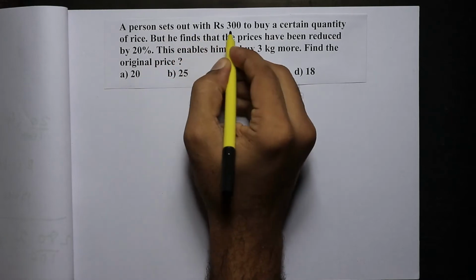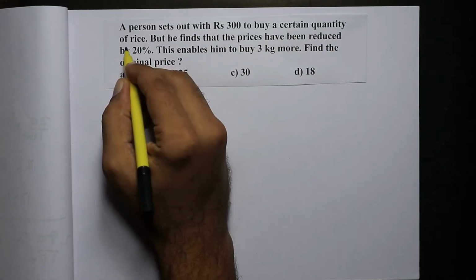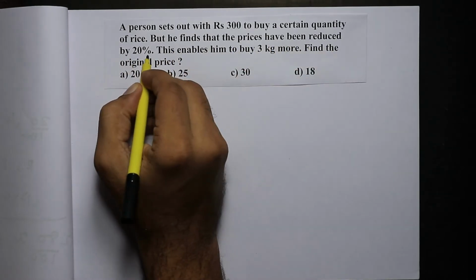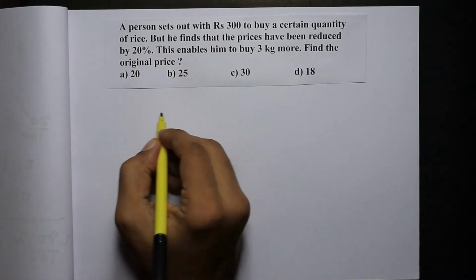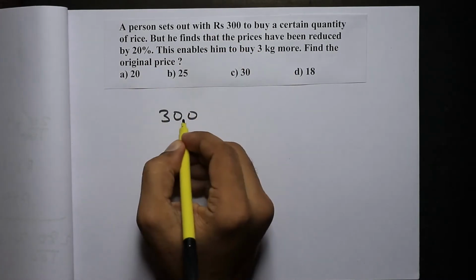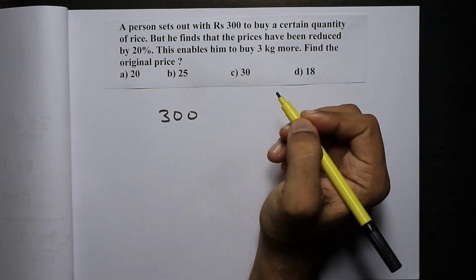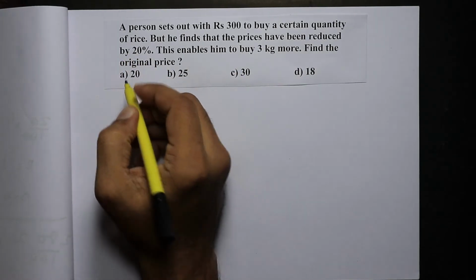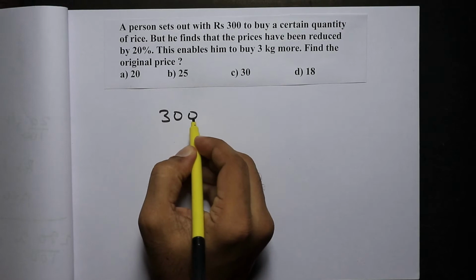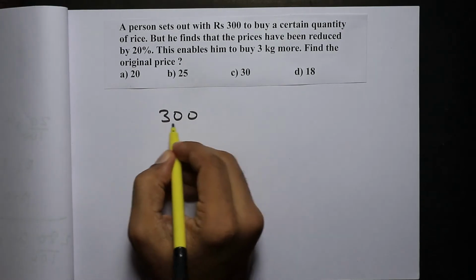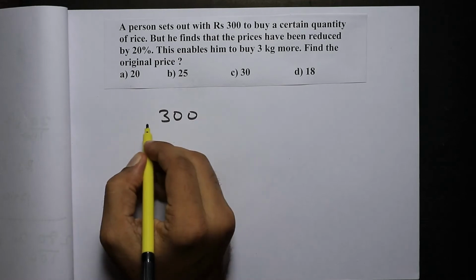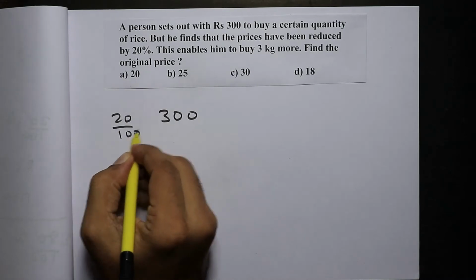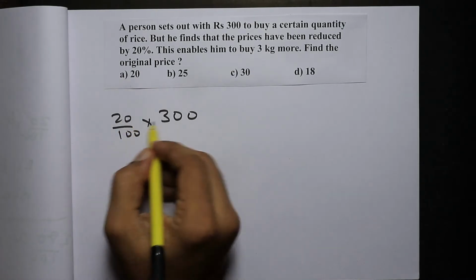A person sets out with rupees 300 to buy a certain quantity of rice, but he finds that the prices have been reduced by 20%. So he has rupees 300 with him and he sets out to buy a certain quantity of rice. And later he finds that the prices have been reduced by 20%. Now, if you reduce the price by 20%, the new price will only be 80% of the old price. So now he has to spend only 80% of this 300 and the remaining 20% of this 300 is with him. So let us calculate what he has.